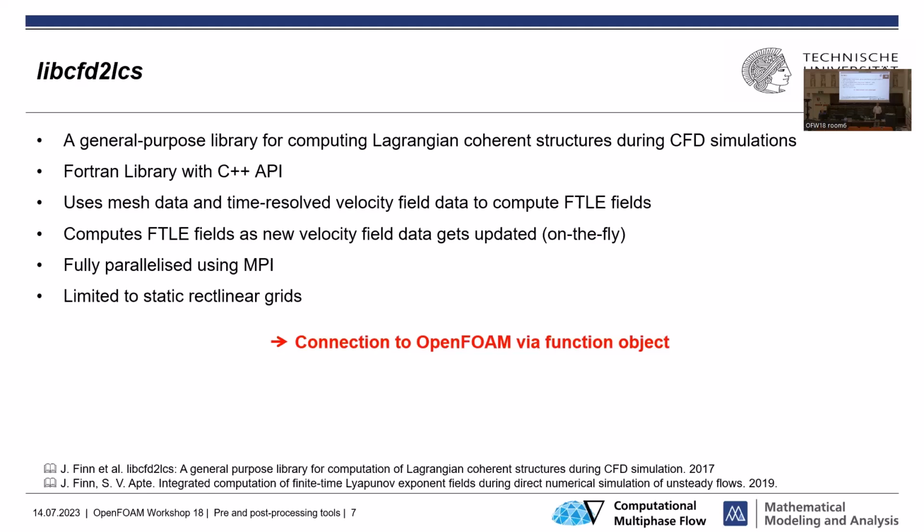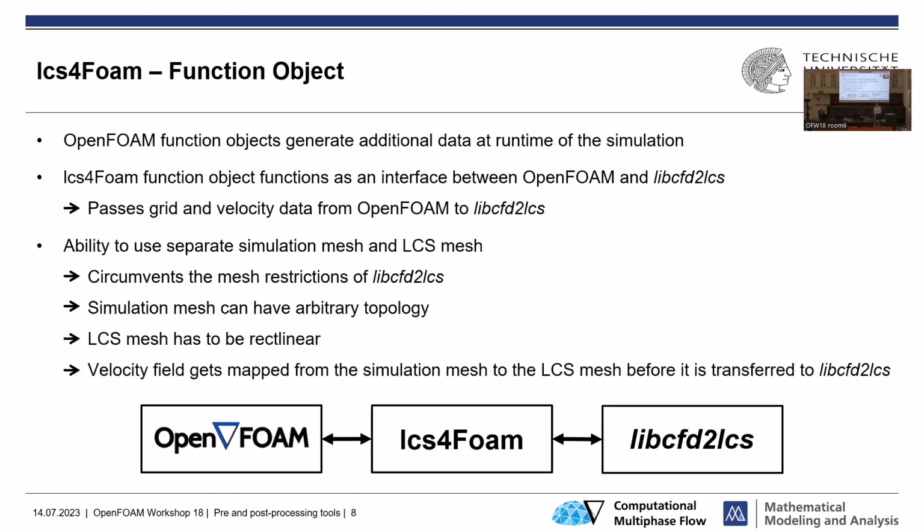However, this library is limited due to the data structure it can use. It can only work with static linear grids. So we wrote a function object, which works as an interface between OpenFOAM and libc2lcs, which passes the velocity field that is computed by any kind of flow solver in OpenFOAM to the libc2lcs, and also the grid.